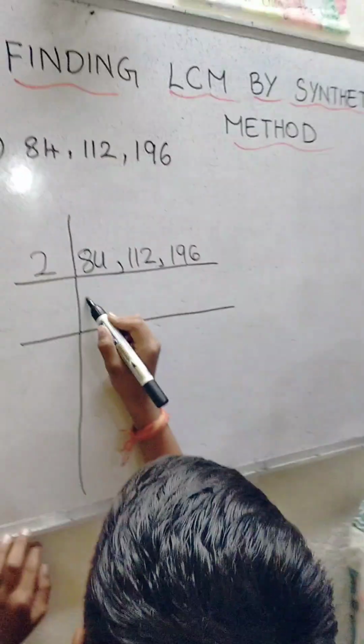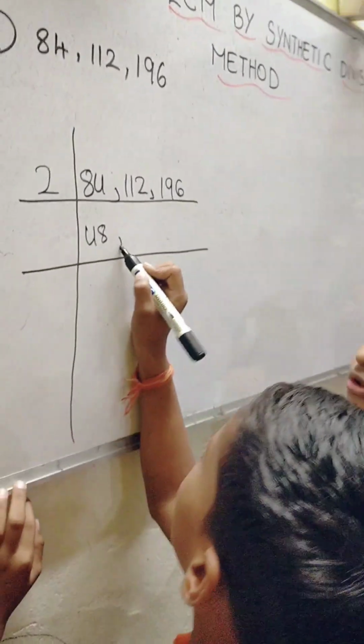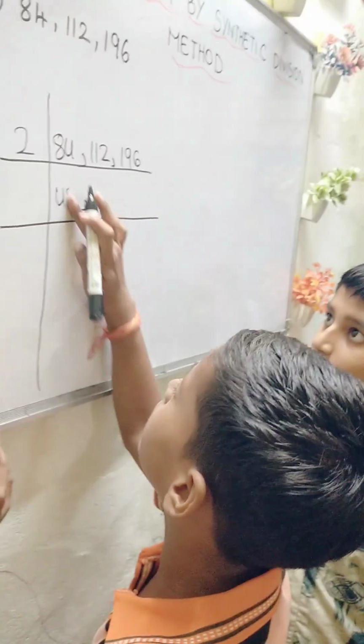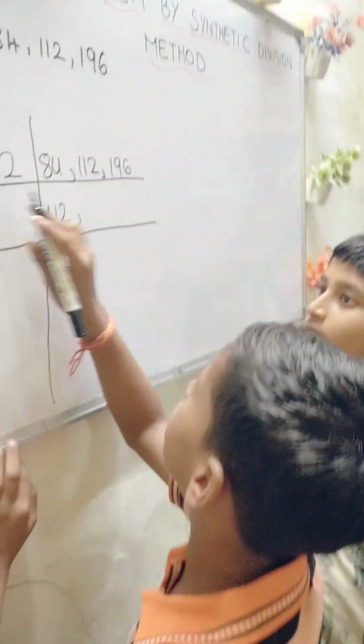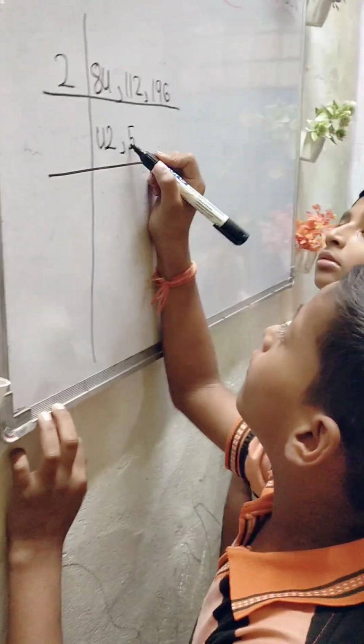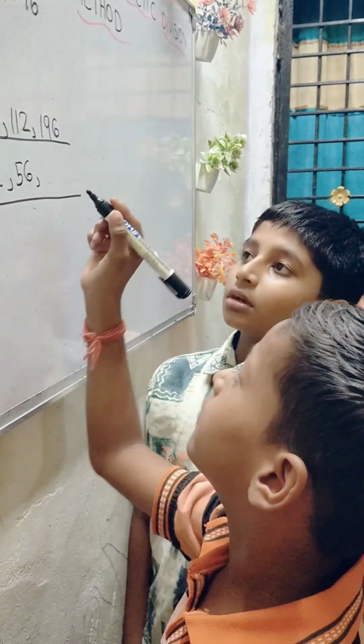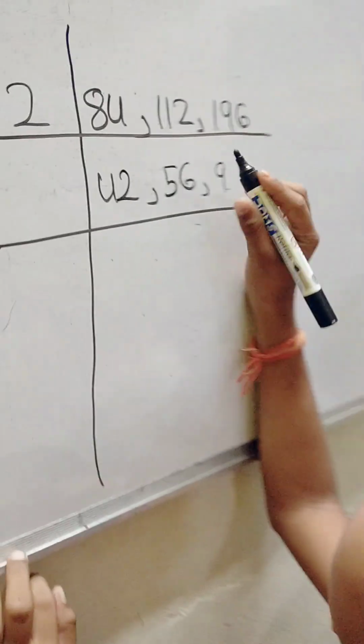Other students, please watch whether he is doing it correctly or not. And then next, you have to find the prime number which is dividing at least two of the given numbers. Okay, you have to start dividing with the least prime number, and that number should divide at least two given numbers. Okay, see how he is doing it.